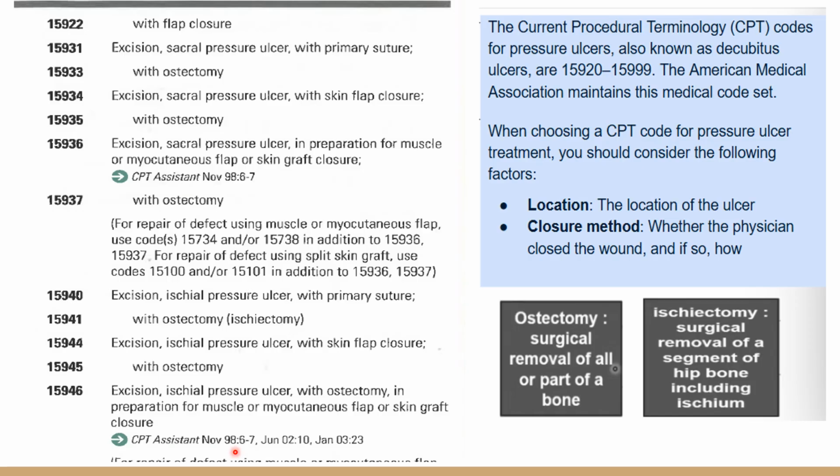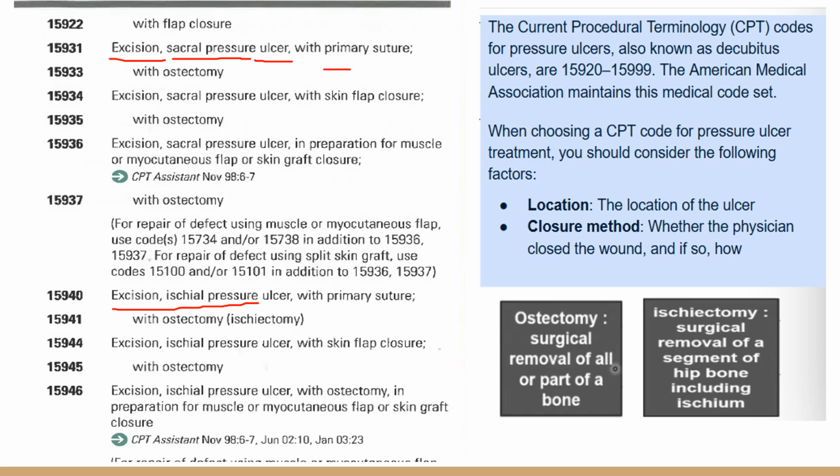So these are the codes for the ulcer, 15920 to 15999. It always helps, and these codes are for the excision, because if you see, everywhere it is written excision. Now I'm just going to highlight the word, because this is the excision of the sacral pressure ulcer. Then you have the code for the excision of the ischial pressure ulcer, and then you have the code for the trochanteric ulcer.